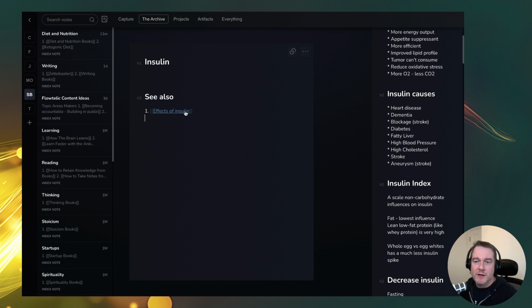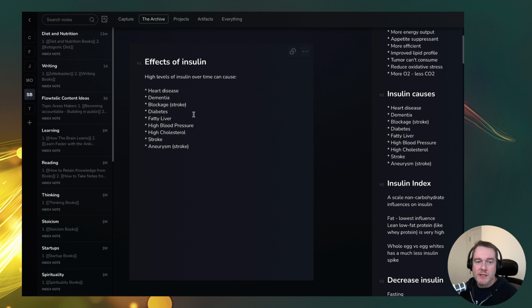So effects of insulin. So now we're going to take this piece of research here. High levels of insulin over time can cause heart disease. Well, let's just copy and paste this rather than typing it.